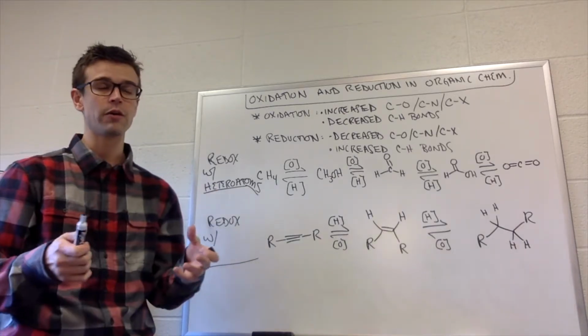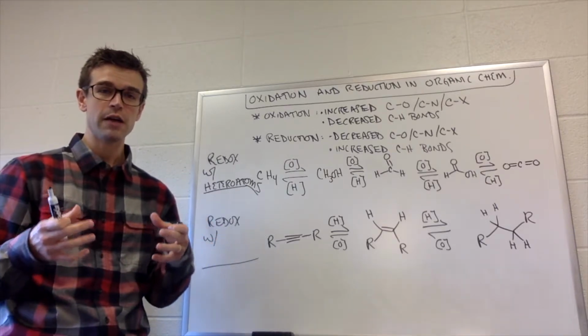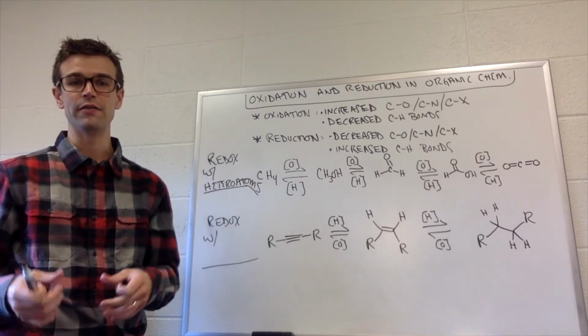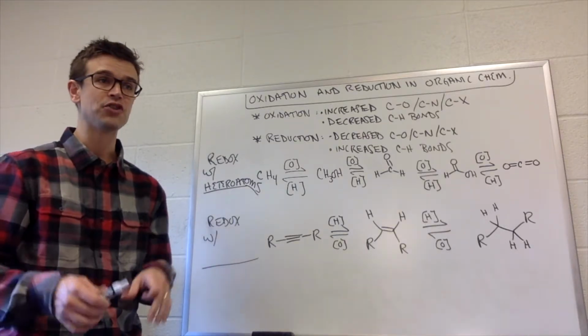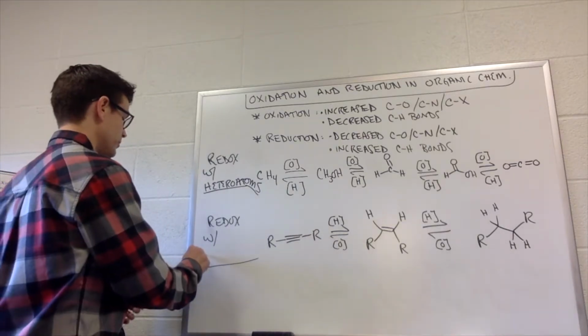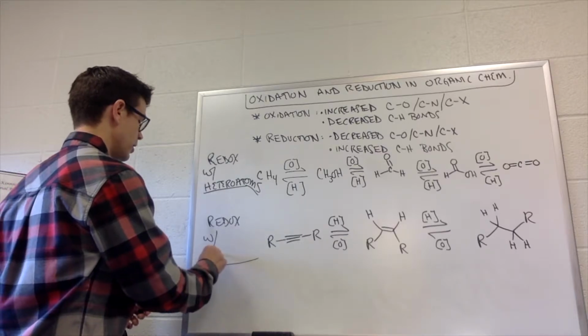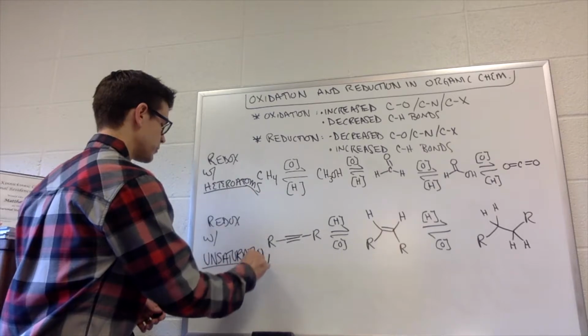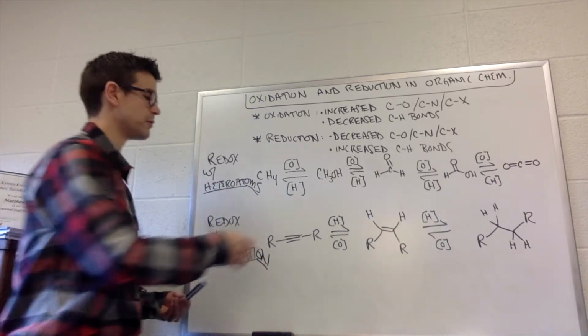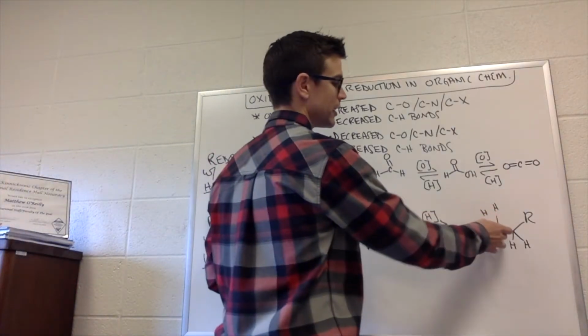So what I would call that is unsaturation. So a molecule is completely saturated if it has all of the hydrogens that it can have. If it is unsaturated, that means it has double or triple bonds. So redox with unsaturation would just refer to changing from a triple bond to a double bond to a single bond.